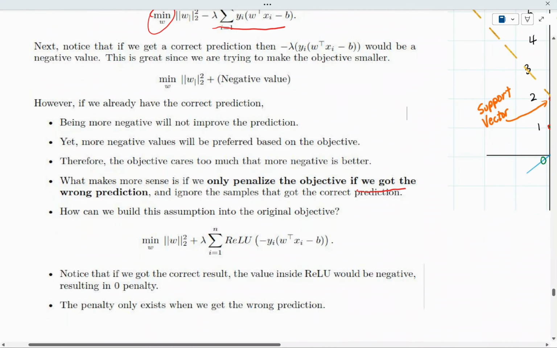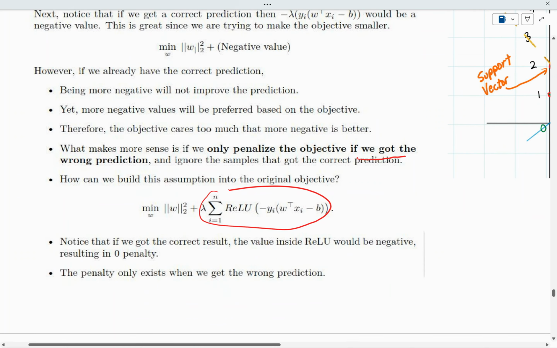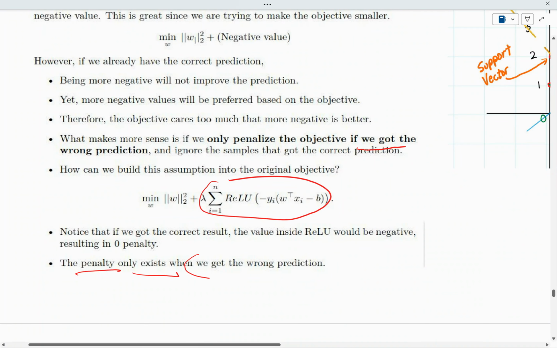penalties. So now by adding ReLU, this means that if we got a negative value, then it's correct. ReLU will simply wipe it out and say it's already correct. I'm not going to deal with it. However, if this is positive, then we have a problem because ReLU is just going to keep the positive value. Therefore, whenever there's a mistake, this objective will try to minimize it. And when it doesn't have a mistake, then it doesn't minimize. So the penalty only exists when we got the wrong prediction.